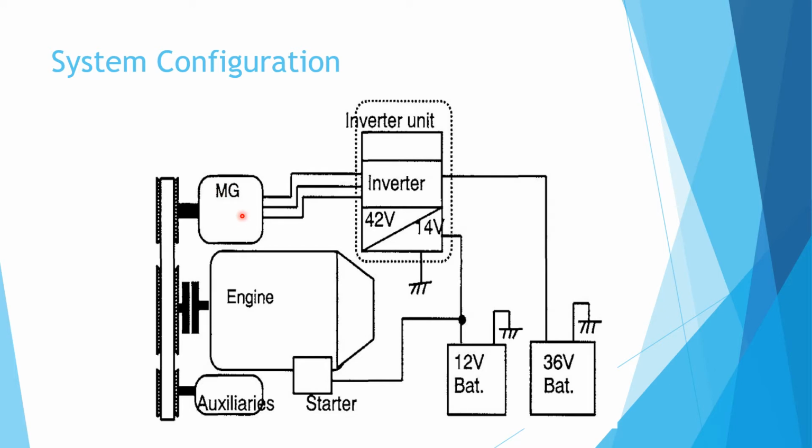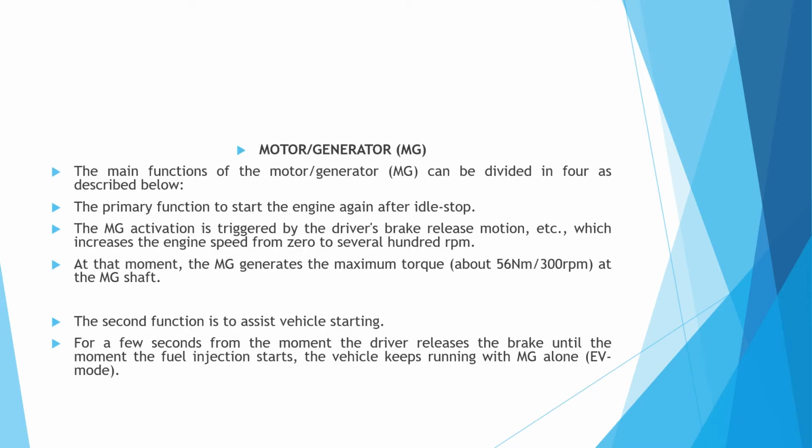So students, to cover the configuration of the 42 volt system, the main components are: number one, MG, the motor or generator; number two, the inverter; and number three, the DC to DC converter. Now let's start the discussion with the MG, the motor or generator.